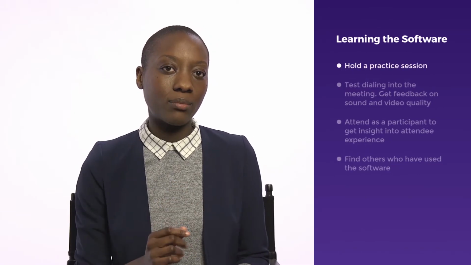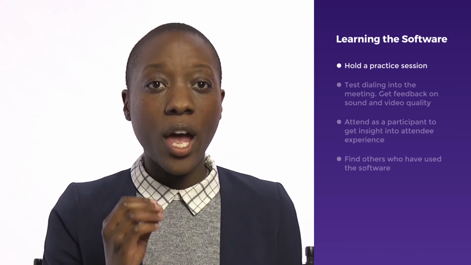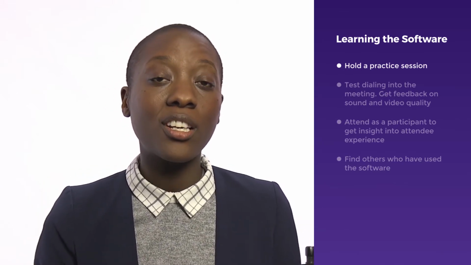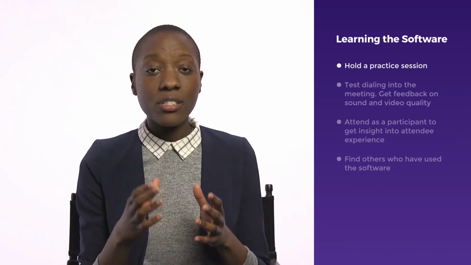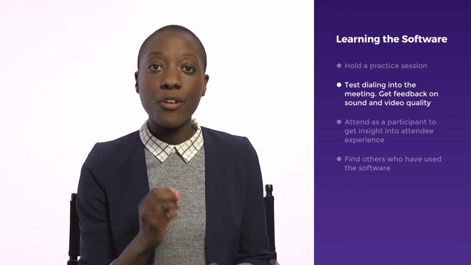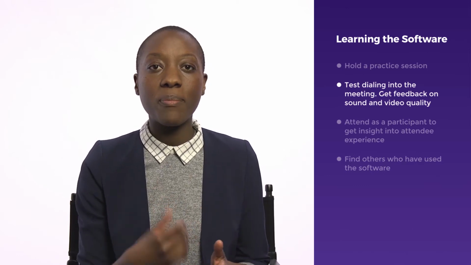Hold a practice meeting or two with coworkers to test how everything works. Be sure to try all of the features, even if you don't plan on using them. You never know if someone might ask to start sharing their screen, and you don't want to look unprepared. If there is a call-in option, have someone dial into the meeting. Share your screen, use the chat, adjust the mic and the camera, and record a meeting.